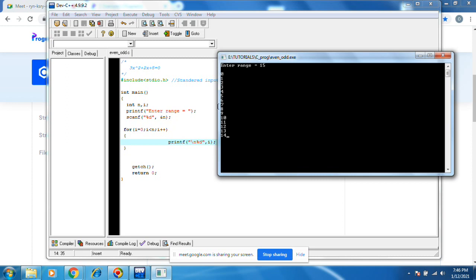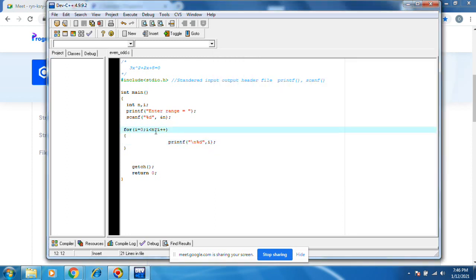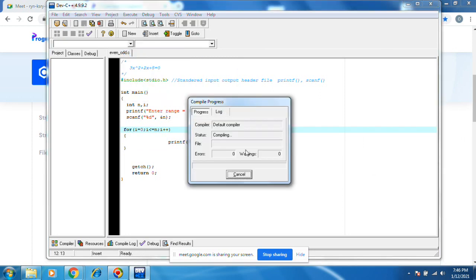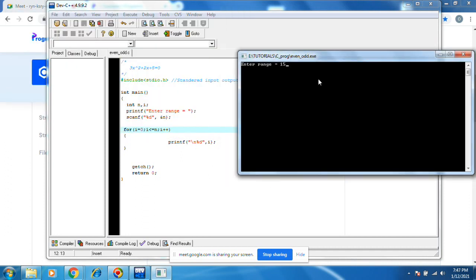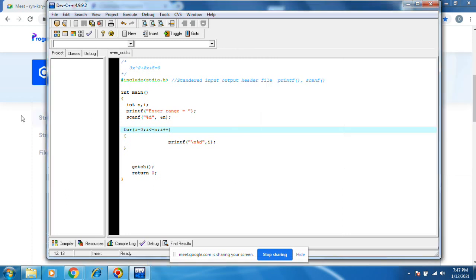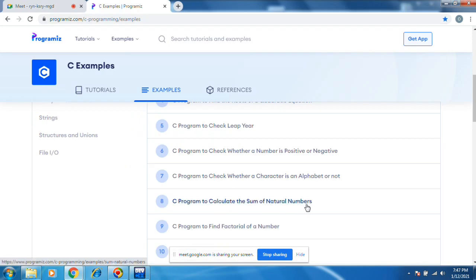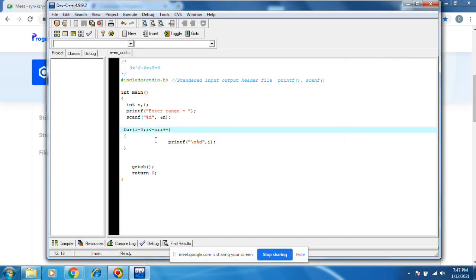I want the sum of all these numbers. Correct? If I put equal to here, execute, compile and run. It will print 0 to 15. It is ending at 15. I want to sum all these numbers. That is called the sum of natural numbers. Now this is printing as many numbers as we want.